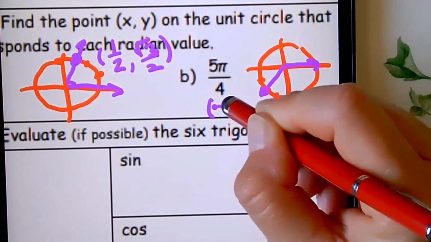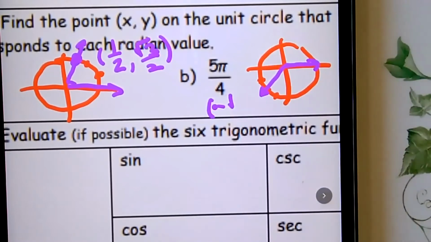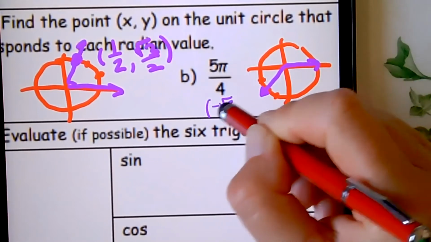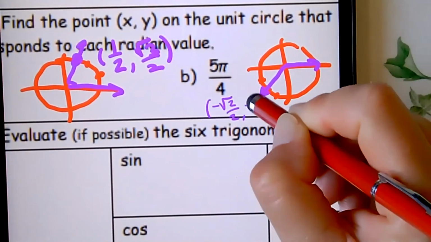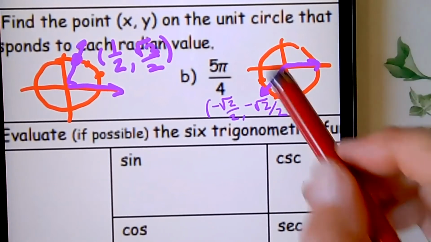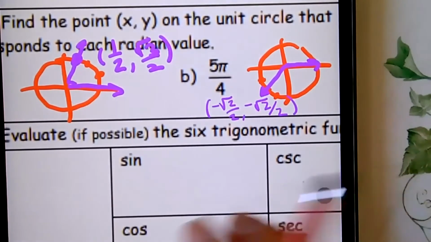So I'm going to get a negative, just get a little smaller writing. So this is going to be a negative root 2 halves, comma, negative root 2 halves. And that's what that point is. That's the answer to this one. Okay.